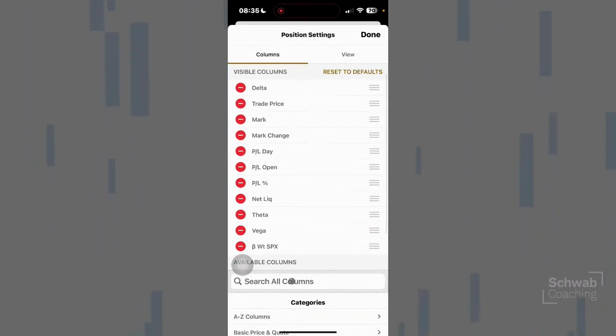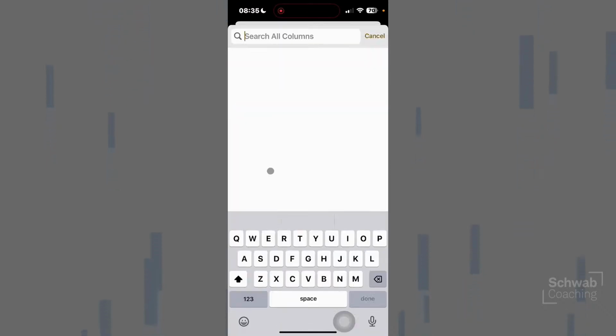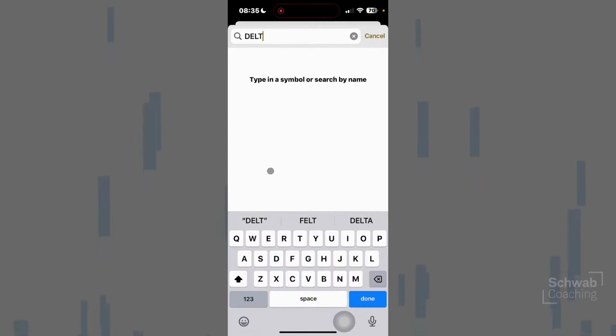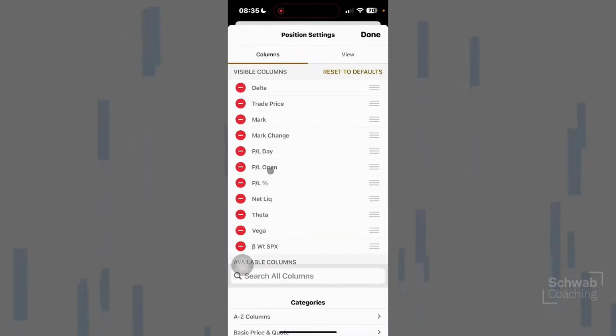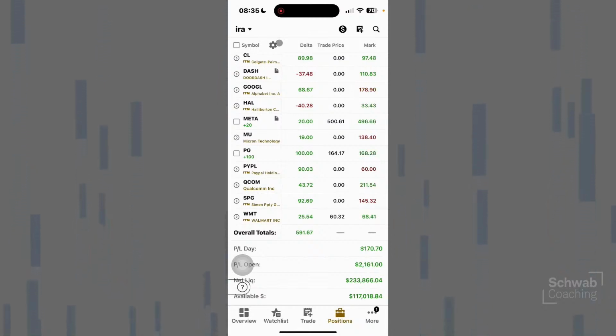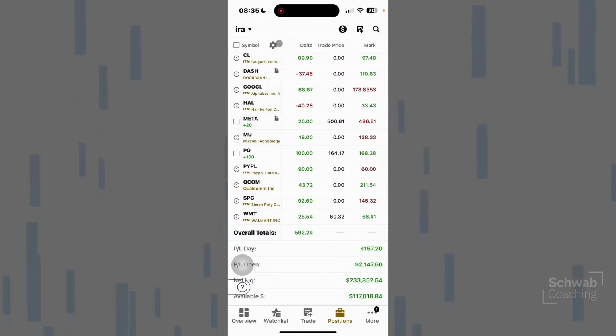notice is we can say search all columns, and we could just say, look, I want to see delta, okay? And you could put that in. I already have mine in. That's why it's not pulling up. So mine's already there at the top. So just go to that gear right there and then just search for delta.